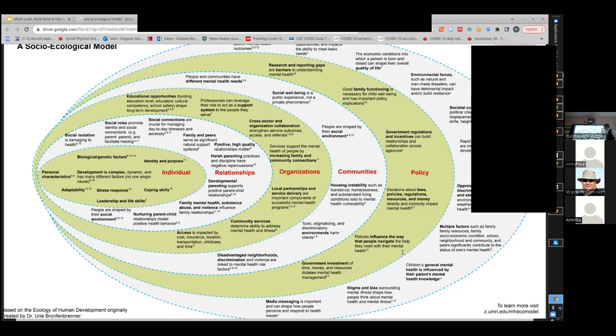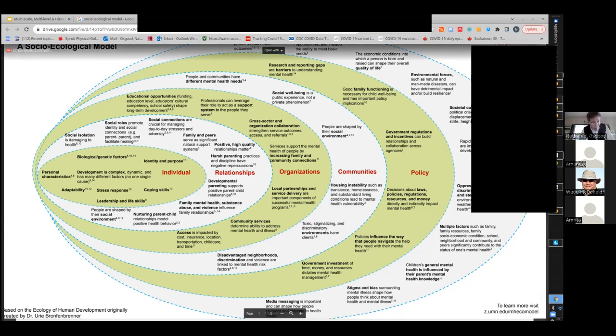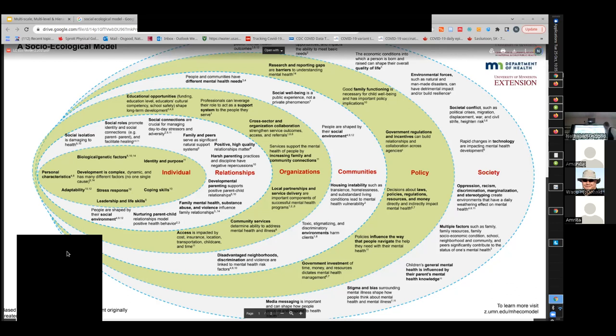Communities provide a context beyond that that often shapes a person's ability to cope and access to resources, and of course, the relationships and organizations within it. And outside of that, we'll often recognize impacts of policy, regional, provincial, national, et cetera, and broader society and societal norms and conflicts and ecological issues in society. So this particular model happens to be related to mental health concerns from University of Michigan, as I recall.